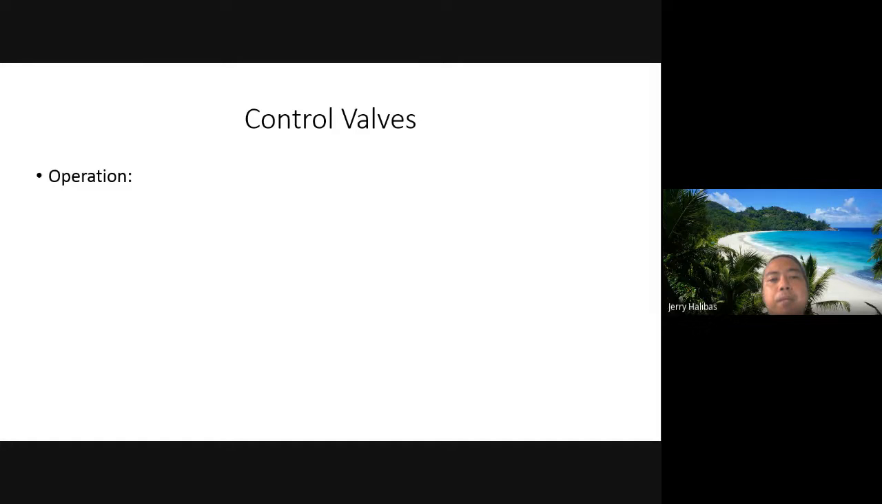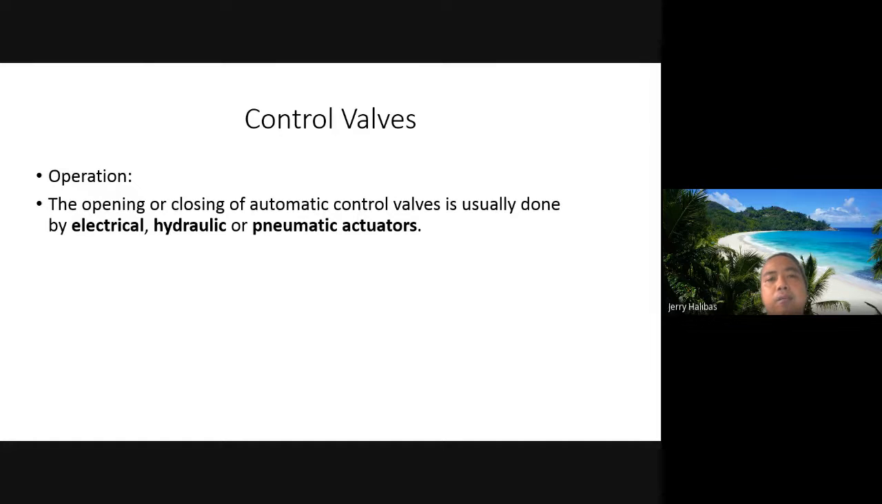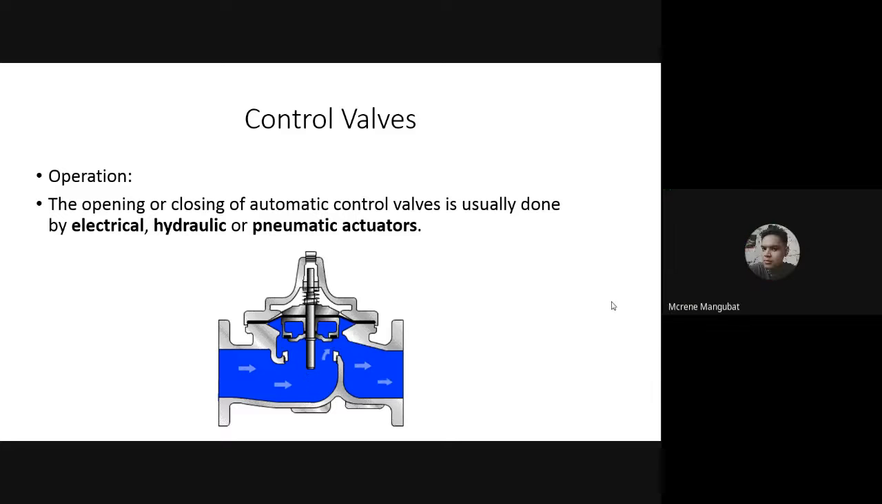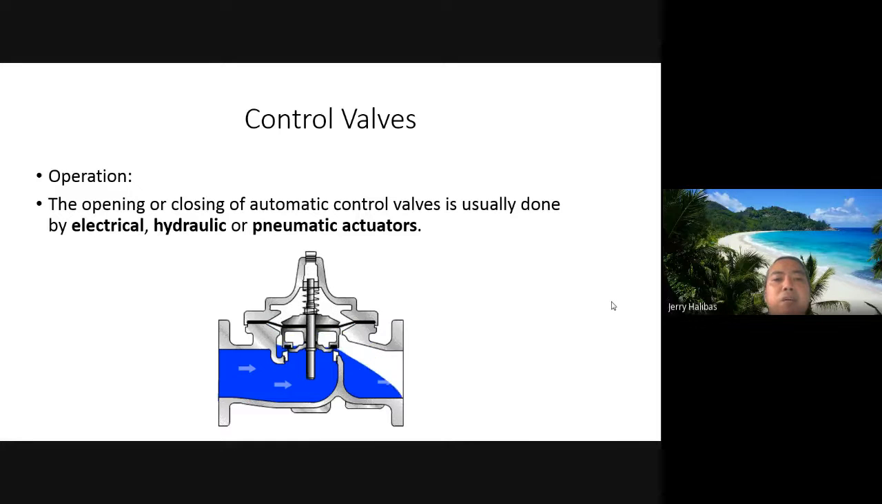In operation, how does it work? The opening or closing of automatic control valves is usually done by electrical, hydraulic, or pneumatic actuators. For example, you can see it moving back and forth. Can you see it, guys? Yes, sir. That is the opening and closing.